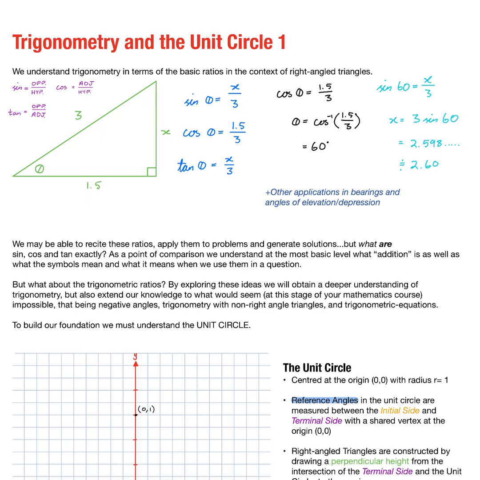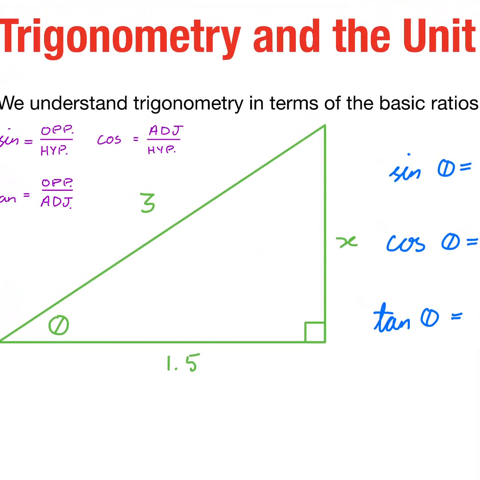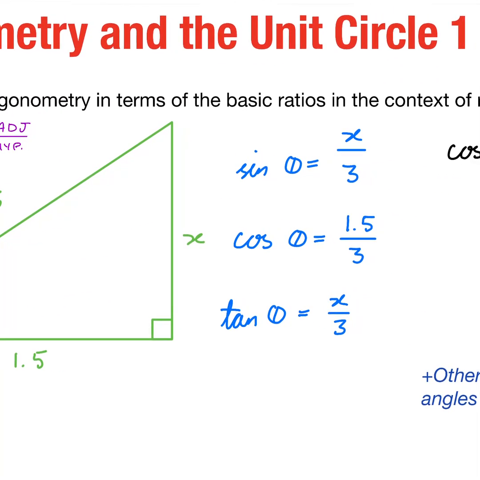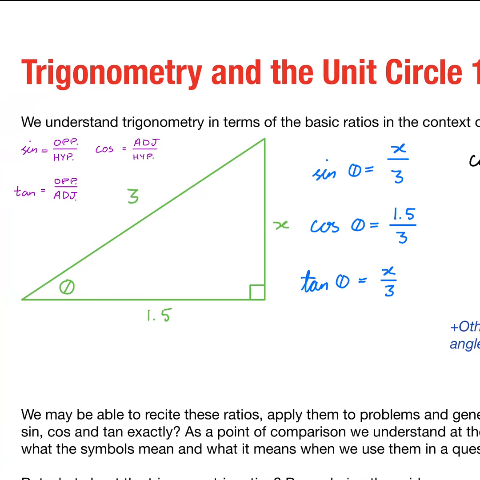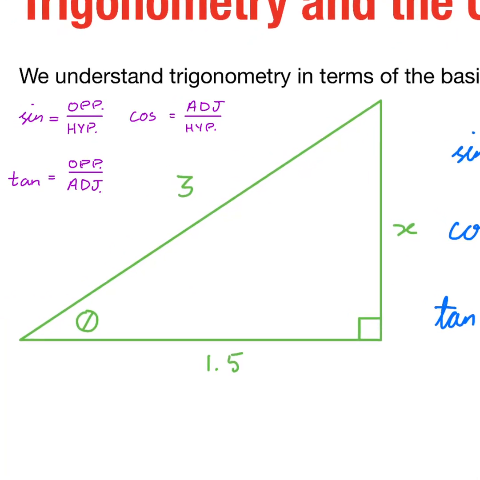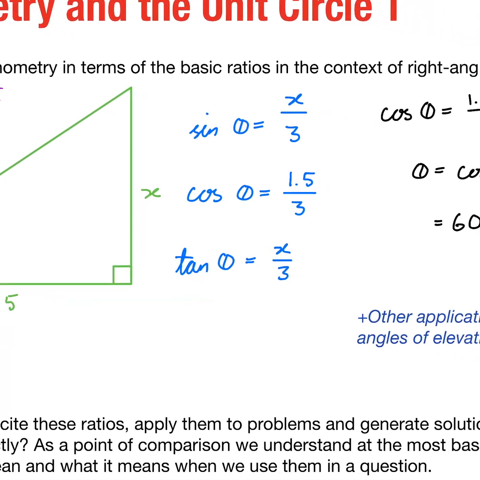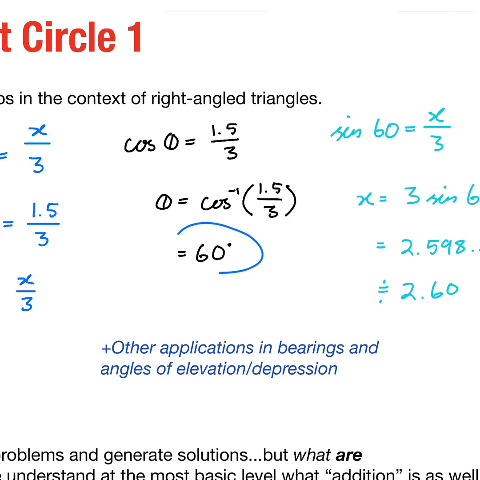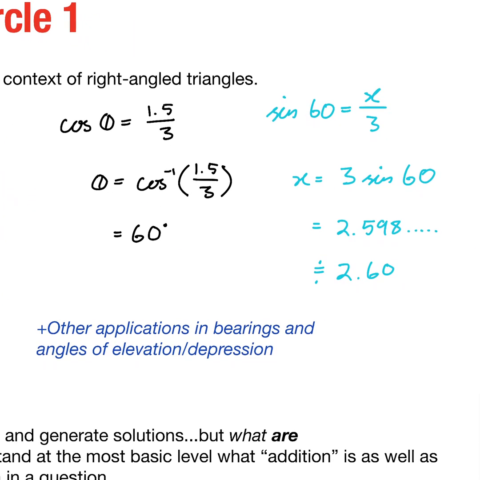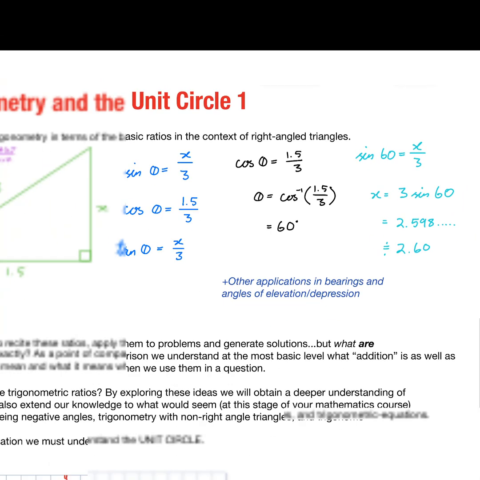Hello class, this is a video tutorial on trigonometry and the unit circle. So we understand trigonometry in terms of the basic ratios in the context of right angle triangles. We know SOHCAHTOA, and when we apply it to this particular triangle, we get these ratios. And from here we can solve for an angle and we can solve for a missing side. And obviously we can apply these to bearings and angles of elevation, etc.